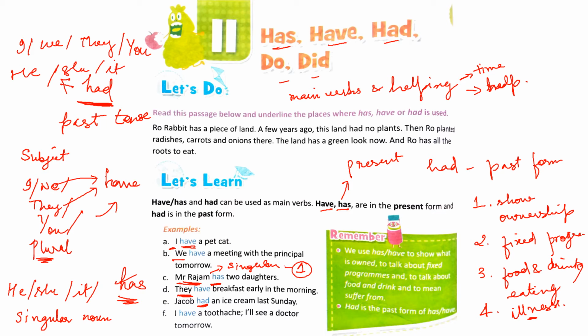See the next one. Jacob had an ice cream last Sunday. Now Jacob is the subject in this case, right? It is the subject and it is singular. Jacob is one person, right? So with singular nouns or subjects we use has. But here the sentence is in past tense, isn't it? He had an ice cream last Sunday. So the act of eating an ice cream occurred last Sunday. So here the sentence is in past tense. So we use had in place of has or have.